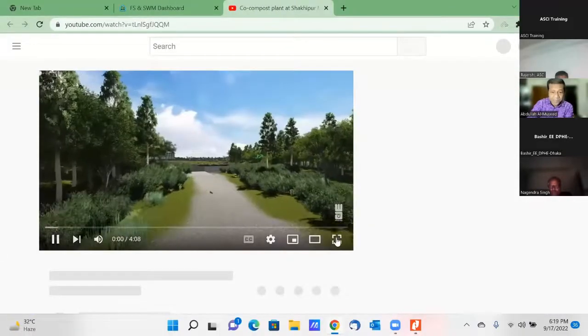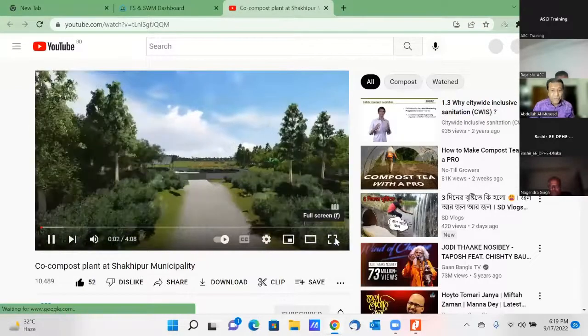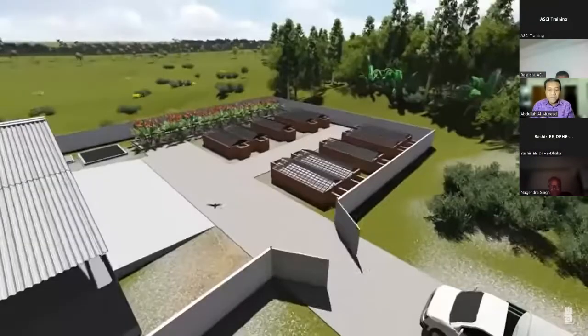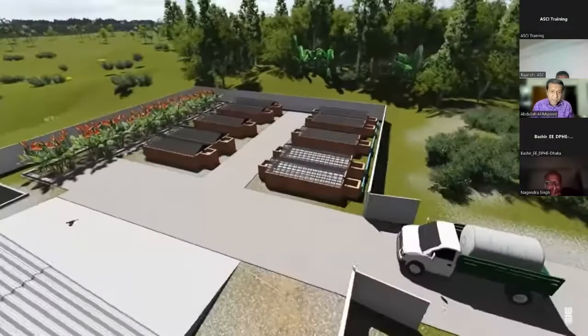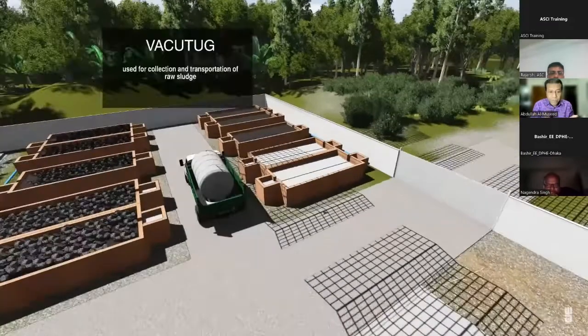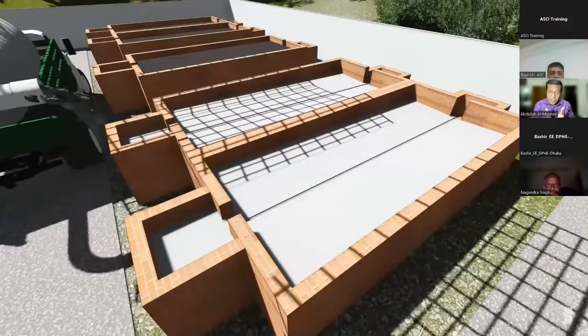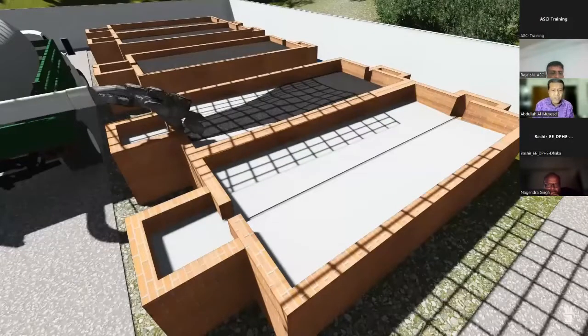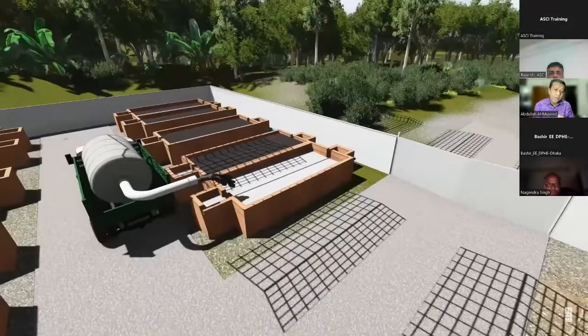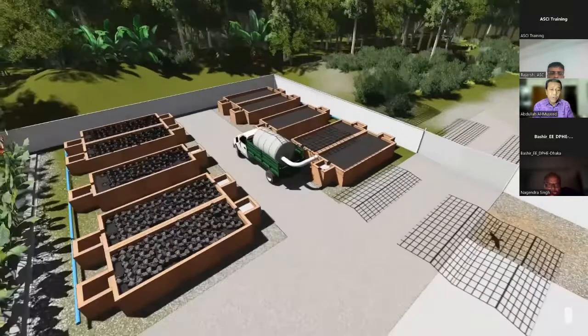But I would like to have the last discussion here for 2 to 3 minutes. I'm taking more time to have a virtual visit at the Shakipur co-compost plant. Some of you may have visited, if I'm not wrong. When the fecal sludge has been collected by the vacuum truck, it goes inside the plant, and there are unplanted drying beds. We dispose the fecal sludge on the unplanted drying beds. Mostly, it has solid and liquid separation. The solid deposits at the top, and the liquids undergo further treatment in the ABR and constructed wetland.